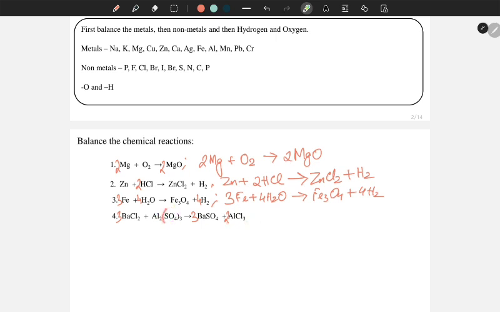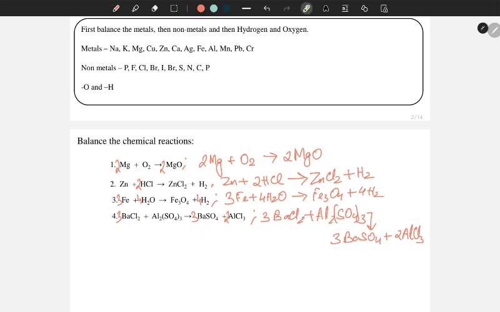Then let's see sulfur. Here it is 3 sulfur, right? As you can see here, 3 sulfur is there, so here also 3 sulfur, okay. Now oxygen, 4 3s are 12, oxygen is also 4 3s are 12. So I will write the balanced chemical equation, that is 3 barium chloride plus aluminum sulfate will give 3 barium sulfate and 2 aluminum chloride, okay.